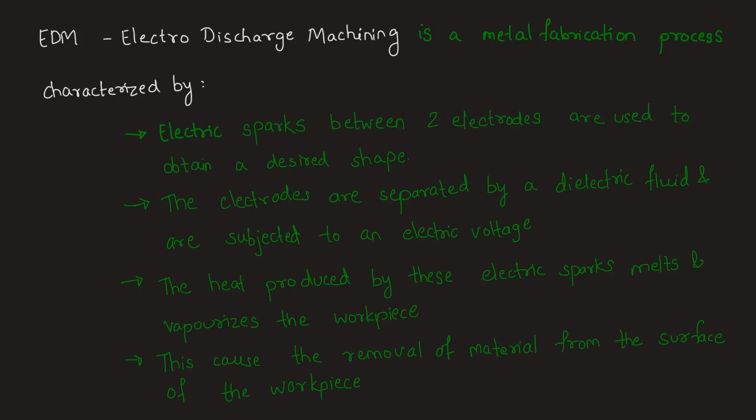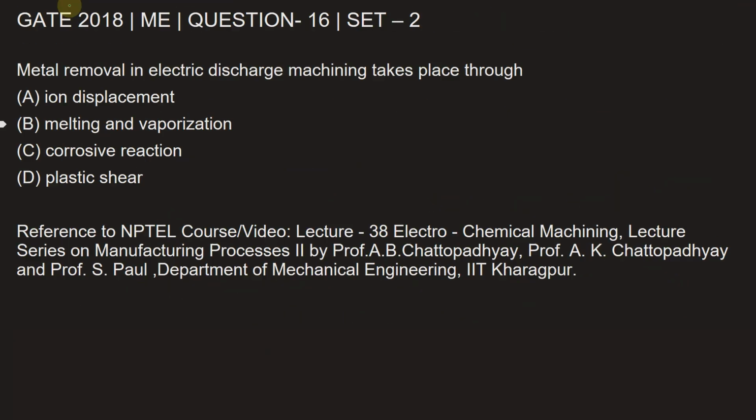So we got our answer. Melting and vaporization are the two main causes of material removal in electro discharge machining. Let's go back and mark the correct option. Answer is in option B. Metal removal in electric discharge machining takes place through melting and vaporization.